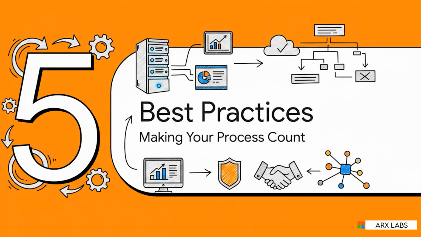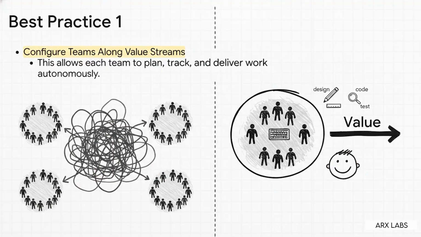So let's run through a few key best practices, straight from Microsoft's own playbook, to make sure your process actually works for you. This first one is huge. Instead of having a front-end team and a back-end team that are always waiting on each other, you create teams around value streams. That means a single team has all the skills, front-end, back-end, testing, whatever, to take a feature from an idea all the way to production, all by themselves. That kind of autonomy is a massive speed boost.